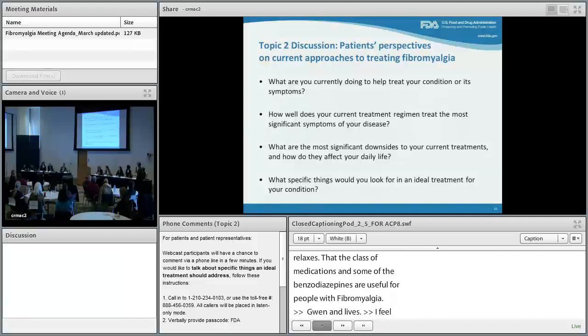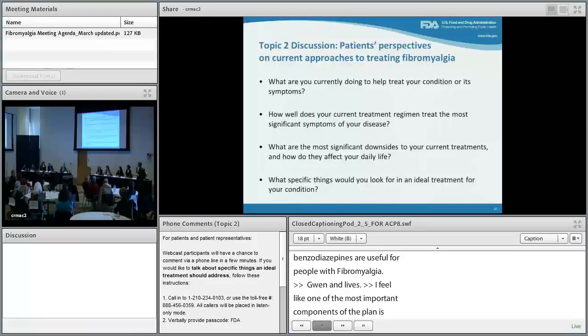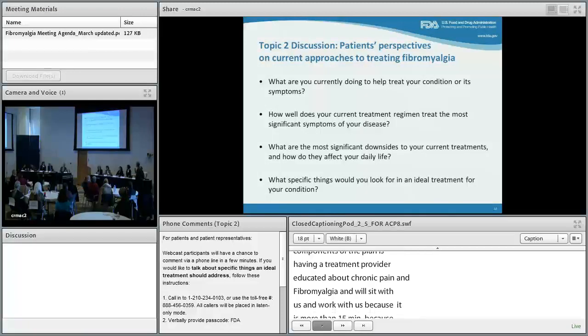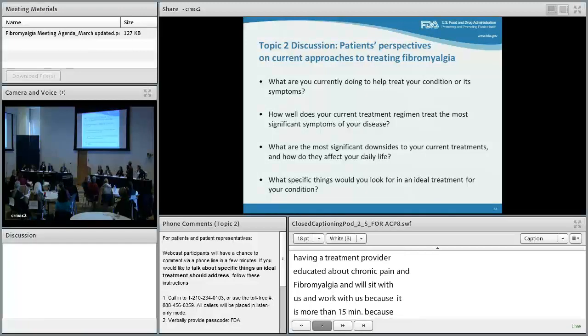I feel like one of the most important components of our treatment plan is having a treatment provider that's educated about chronic pain, about fibromyalgia, and will sit with us and work with us, because it's more than a 15-minute session. You see how complicated our conditions are, and it's just not one condition. So we need a team of providers that are going to work with us, that are going to listen and believe us.